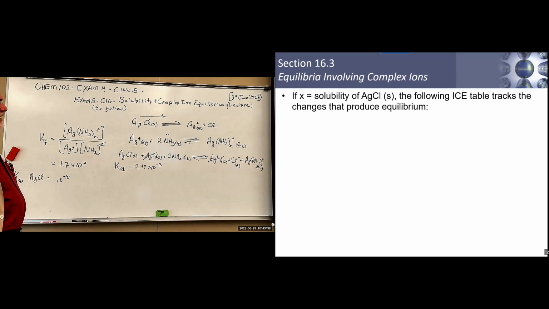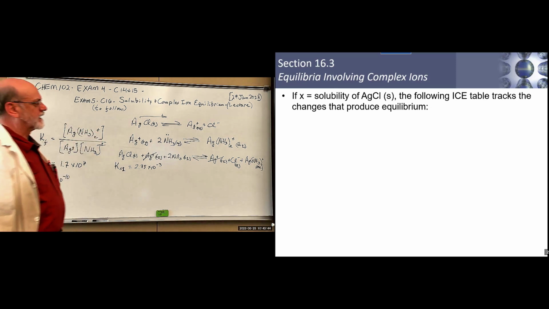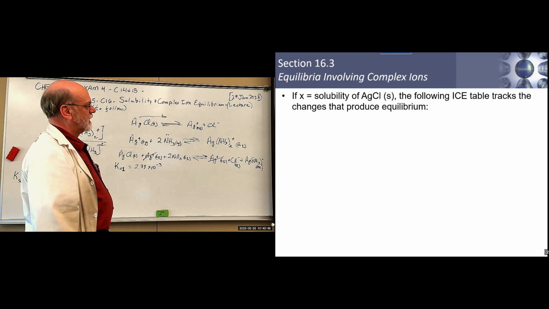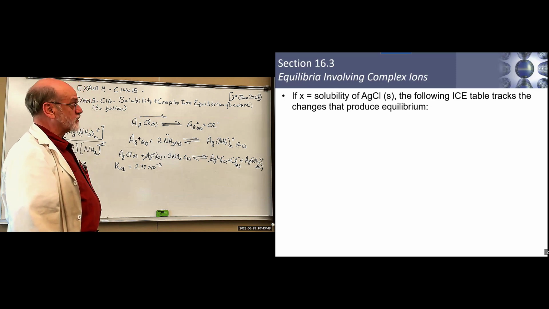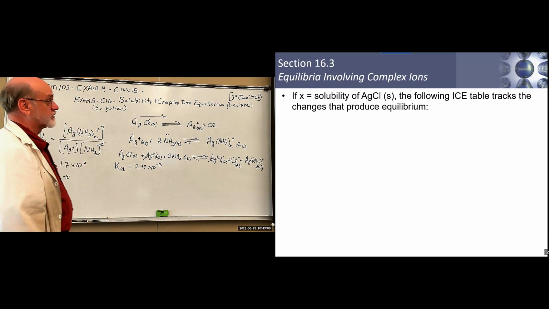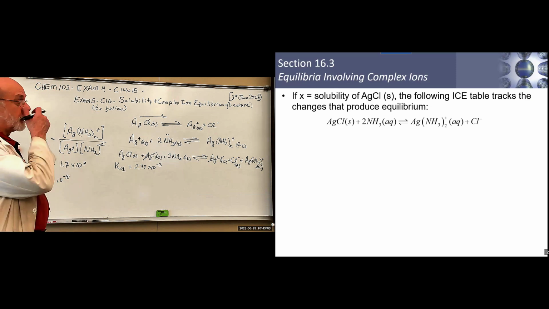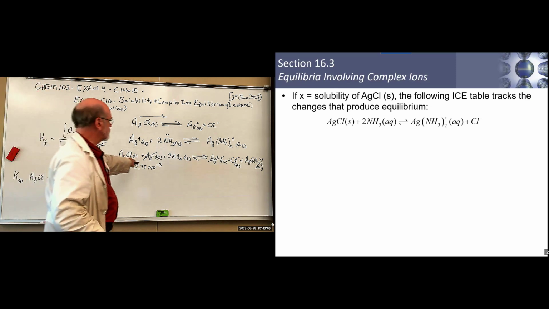All right, so let's do a calculation. I thought we were going to use S's, and we keep using X's. I like to use S's. If X is the solubility of silver chloride, the following ICE table tracks the changes that produce equilibrium. So there we have this equation.